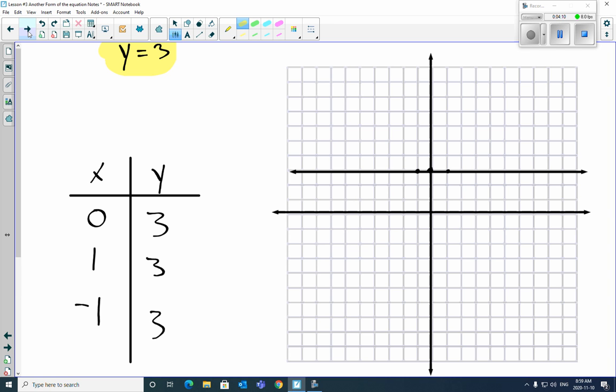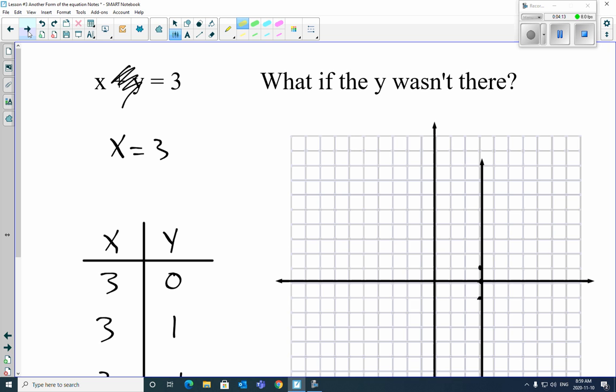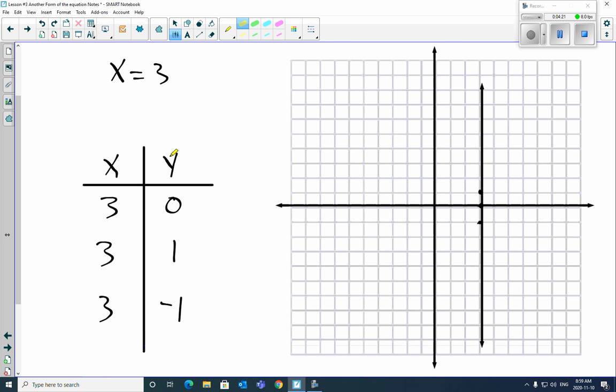All right, next page. Let's go back to the original equation and ask the same thing. What if y wasn't there? So we get rid of y. So we have x equals 3. So in this case, every time we pick a value of y, we're going to have x equal to 3. It doesn't change. So in this case, when we do our table of values, you don't pick x values because those are already given to you. You can pick y values, random y values. So 0, 1, negative 1.